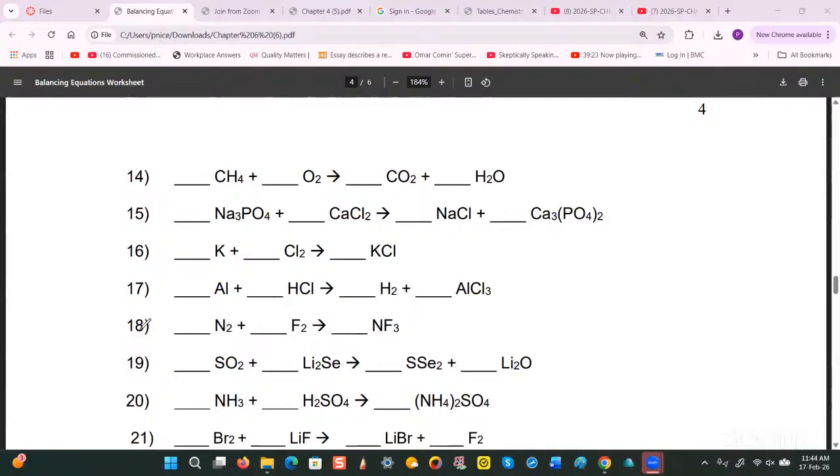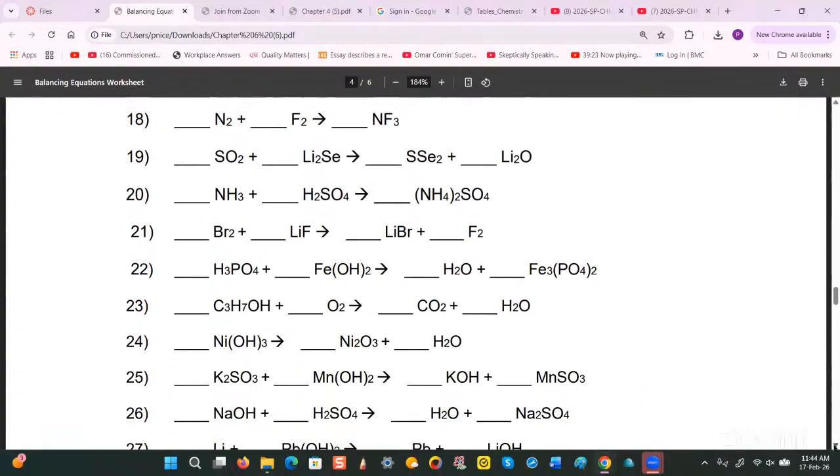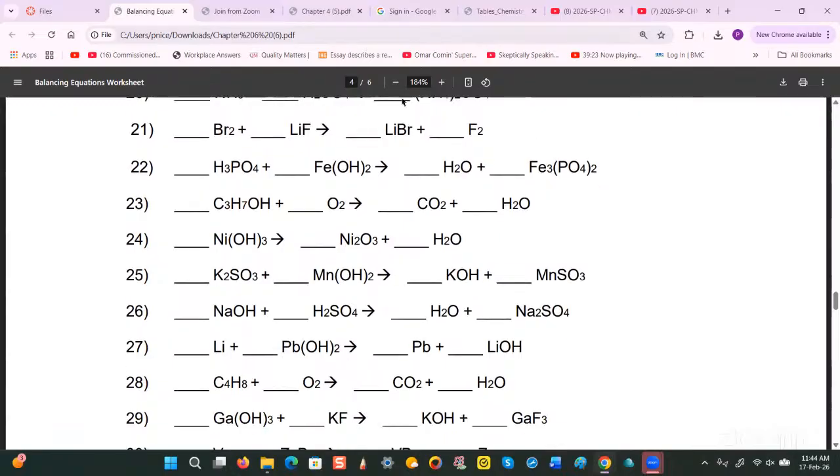Which one? 22. Yeah. Okay, so in the case of 22. All right, so the first thing I noticed is you have 3 hydrogens here, you have 2 here. You can balance the hydrogen by multiplying this by 2, this by 3. And then you have 2 phosphoruses here, so that's balanced. You have 8 plus 2, 10 oxygen. 8 plus 3.